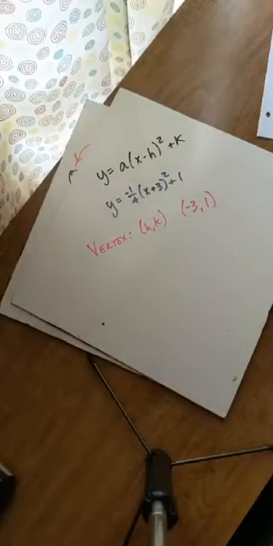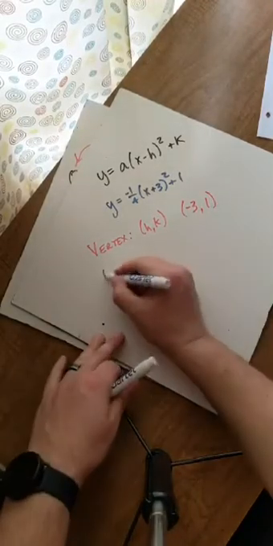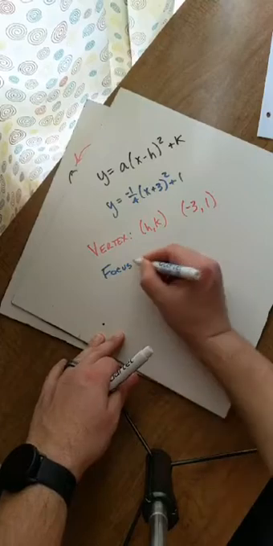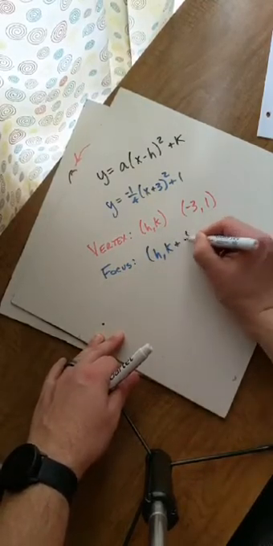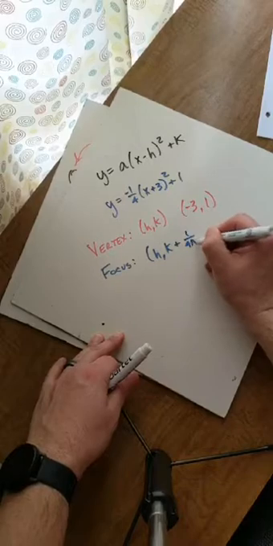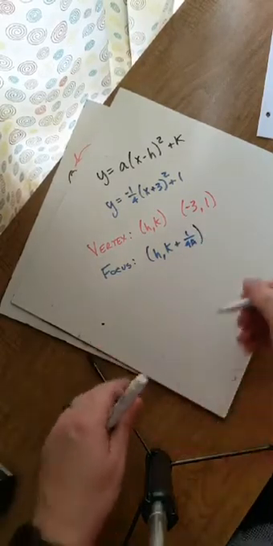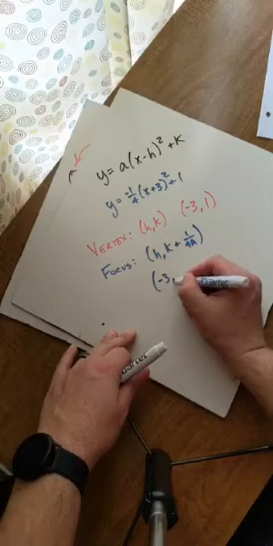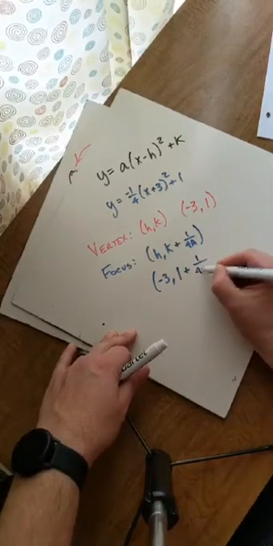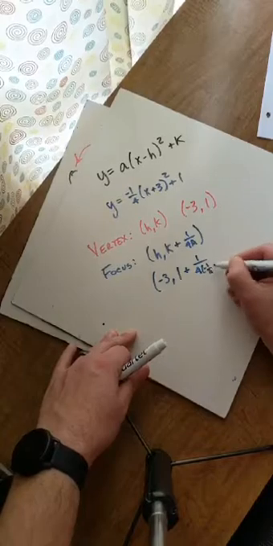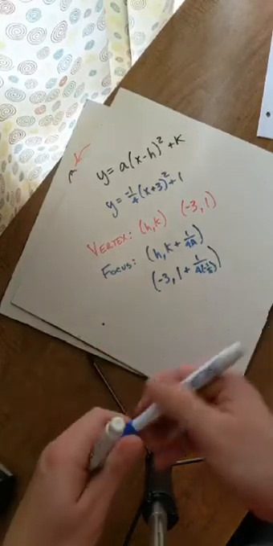The focus, which is at (h, k plus 1 over 4a). I'll just put an a like that. All right, so that's going to be at negative 3, comma, k is 1 plus 1 over 4 times a, and a is negative 1/4.